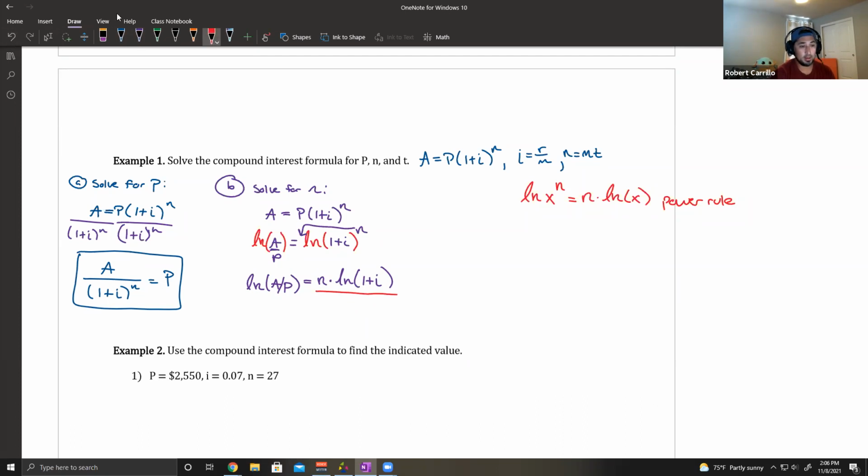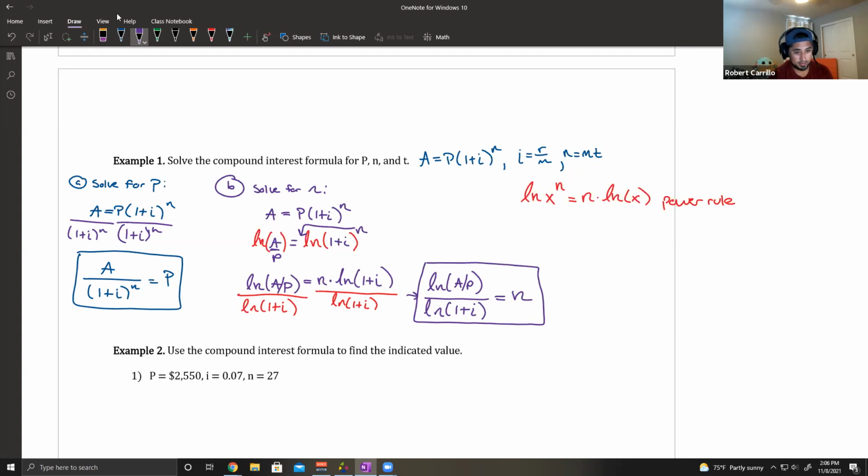So we divide by the natural log of 1 plus i. All right, and now our new formula is n equals the natural log of A over P over the natural log of 1 plus i. Too crazy, right? Okay, so that's how you solve for n.